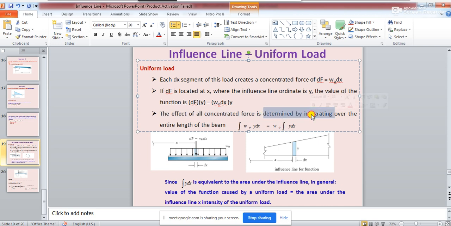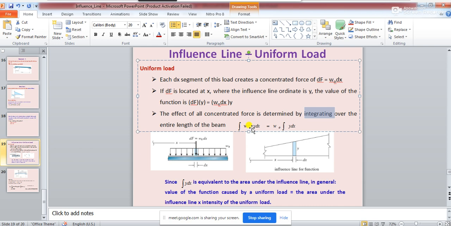How can you determine it? You'll have to sum it up, and sum it up means you'll have to integrate it, okay? For integrating, you integrate over the entire length of the beam. So for whatever position or amount of length you want to find out, you just integrate over that length.